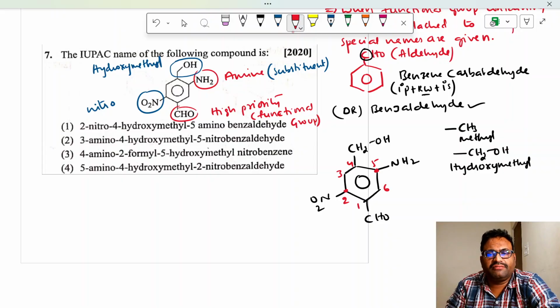When this is the numbering, what will be the name? You have to follow alphabetical order. So first what comes? A comes. At what position are you finding amine? Fifth position. So 5, amino. Among H and N, what comes first? H comes first. So at what position are you finding hydroxymethyl? At the fourth position. So 4 hydroxymethyl, right? Then at the second position you have nitro.